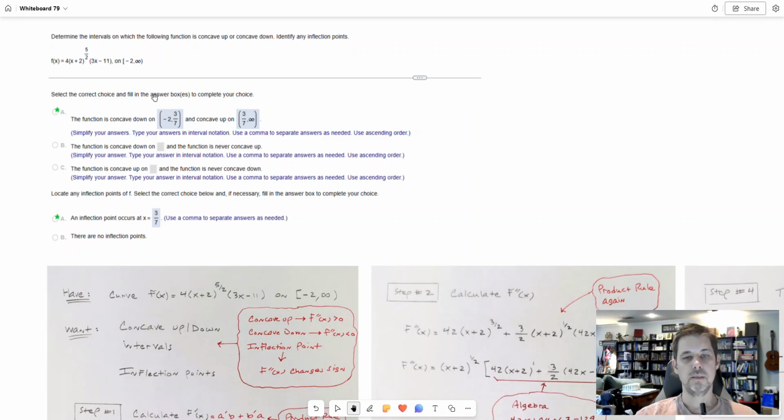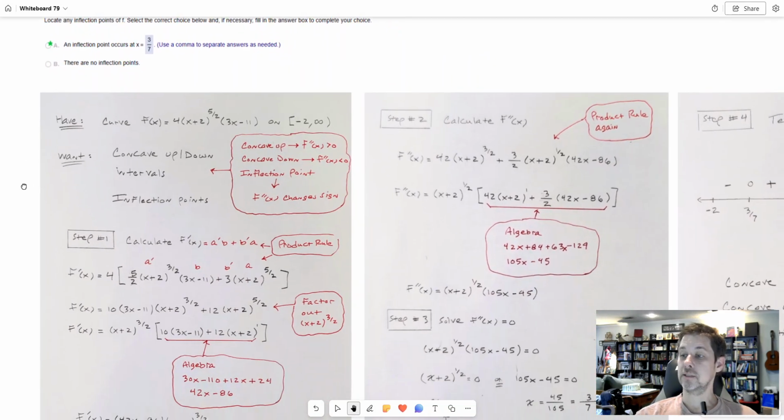Greetings everybody. So I'd like to show you this problem from our assignment, and it goes like this. I'll let you read that up there if you want to, but I'll summarize it this way. I have this curve, f of x is 4 times (x + 2)^(5/2), then times (3x - 11). And I'm only going to look at that on the interval from -2 inclusive to infinity.